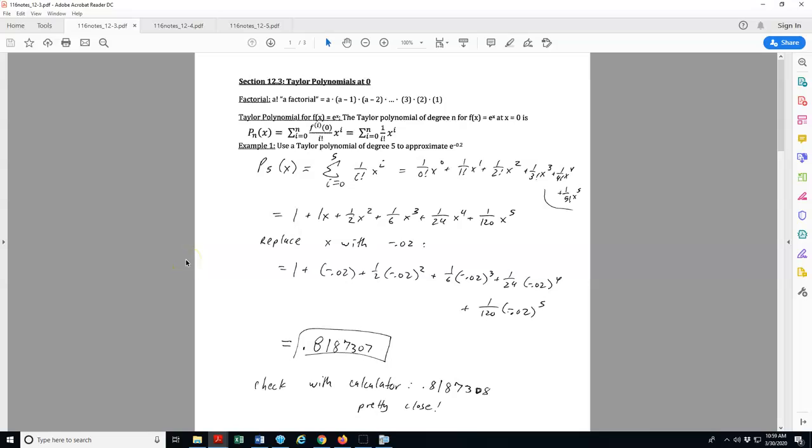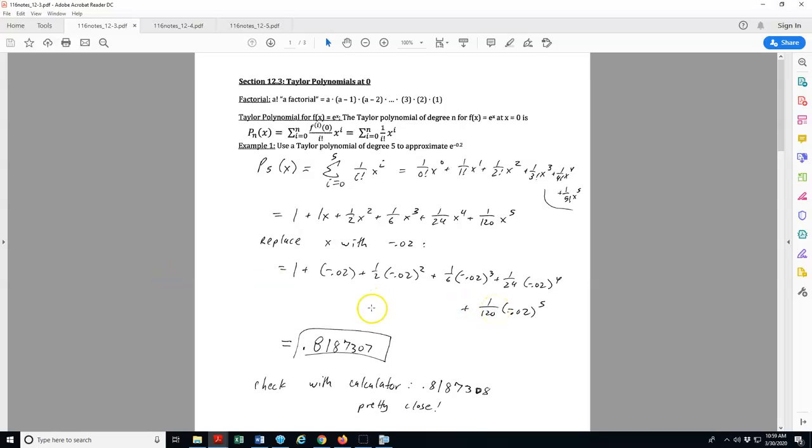Now in this section for homework, sometimes we're going to want just that Taylor polynomial, but we are also sometimes going to use that to approximate values. So here I want to approximate e to the power of negative 0.02. I'm going to take this Taylor polynomial I just found and replace x with negative 0.02. This is something that could be done without a calculator. It gets pretty messy, but it is possible. This is another technique that was used for approximation before we had calculators.